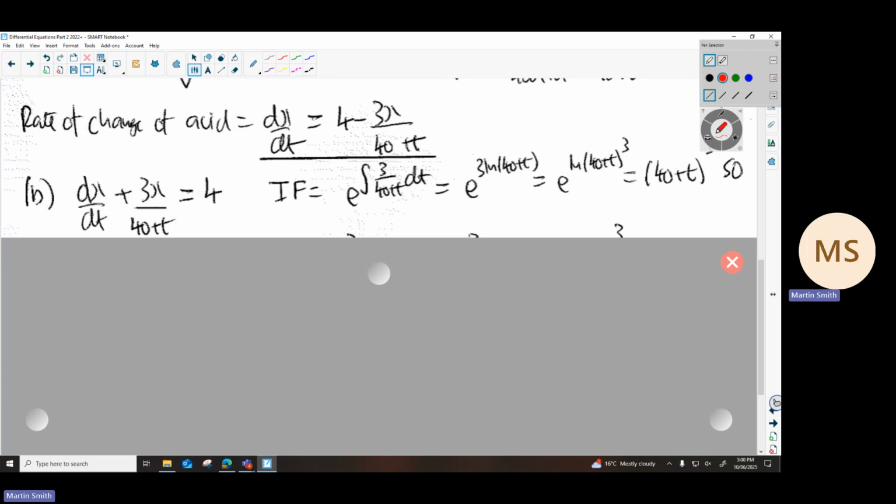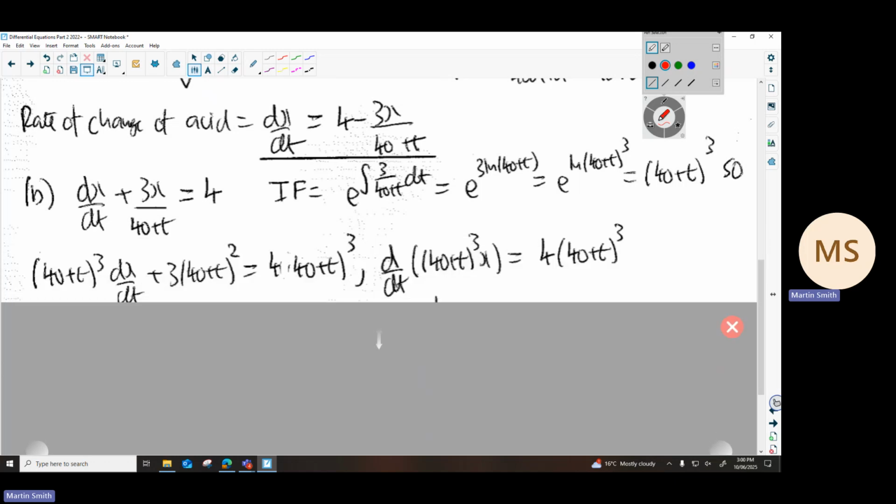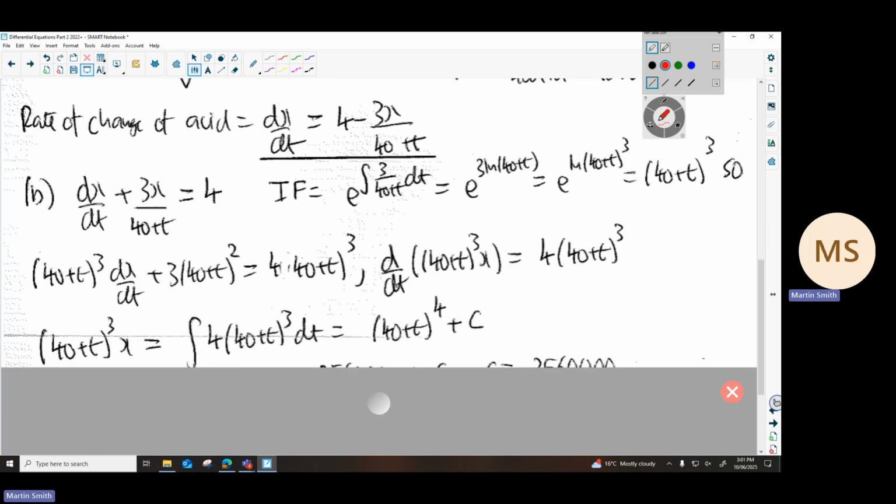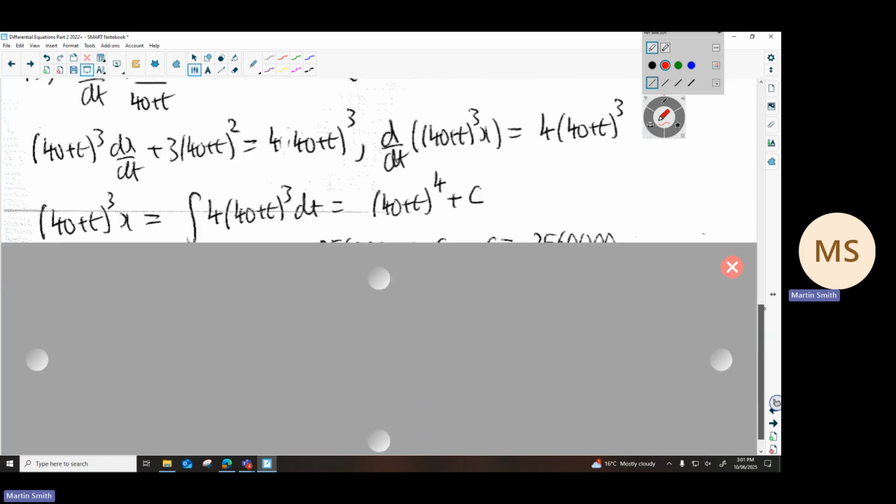The integrating factor is e to the integral of 3 over 40 plus t dt, which simplifies to give 40 plus t cubed. If you multiply through by that, you get this: 40 plus t cubed dx by dt plus 3 times 40 plus t squared x is 4 into 40 plus t cubed. The left-hand side is the differential of 40 plus t cubed times x. So therefore, 40 plus t cubed x is the integral of 4 into 40 plus t cubed, which simplifies to just give 40 plus t to the 4 plus c.